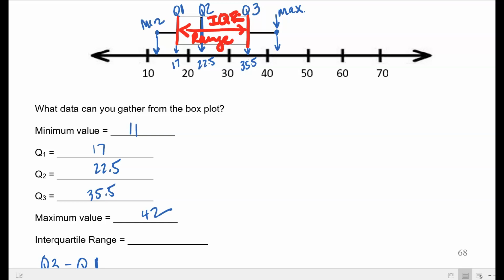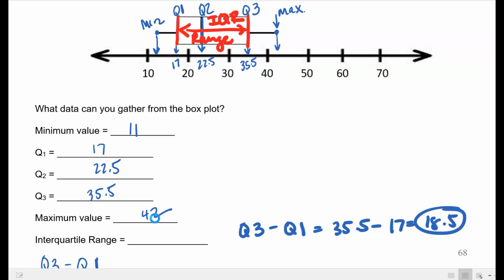So if we were to subtract those two, I'll just come down here. Q3 minus Q1 is 35.5 minus 17. We get 18.5 is our interquartile range, and again, that's how big the box is.